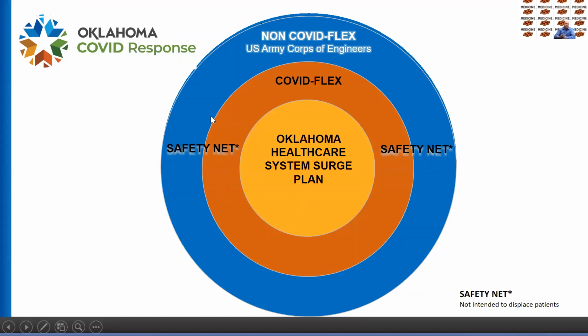Just from a COVID response standpoint, this was released by the governor last week. But as you know, the healthcare system in Oklahoma has surge plans. Once we expand over those surge plans, we'll hit the safety net, which is the COVID flex facilities, which OSU Medical Center is one of those. And then we will go to the non-COVID flex facilities at that point. Our hope, based on the model, is that we stay within the surge plan, but we have the flexibility to move out from that with appropriate planning.